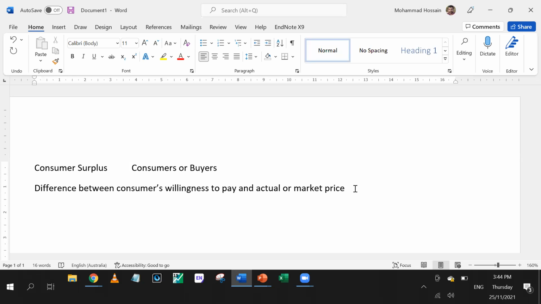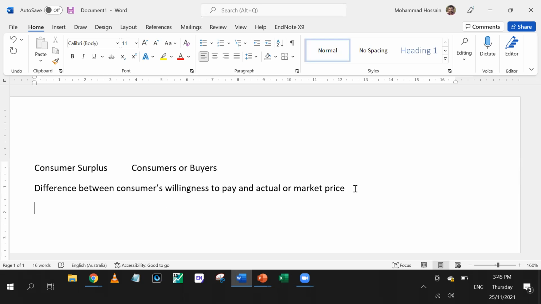The example I gave last week is how much you want to pay for an iPhone. Let's say we all have a price in our mind. When you go to the market, if you want to buy something, you have a price in your mind of how much you're willing to pay for a specific product. And how much you are actually paying is the price set in the market. The difference between these two is your consumer surplus.